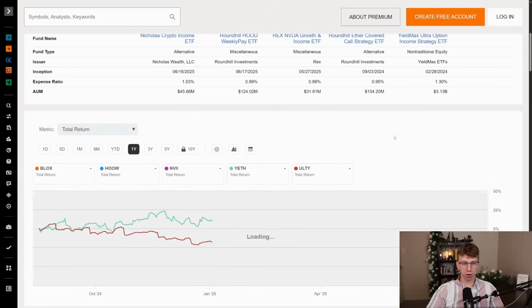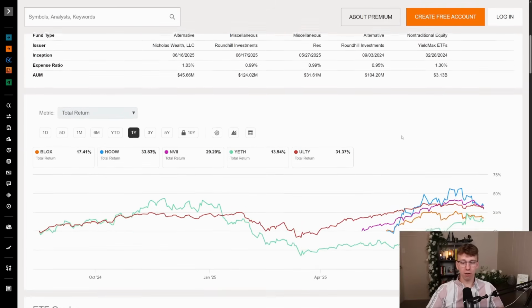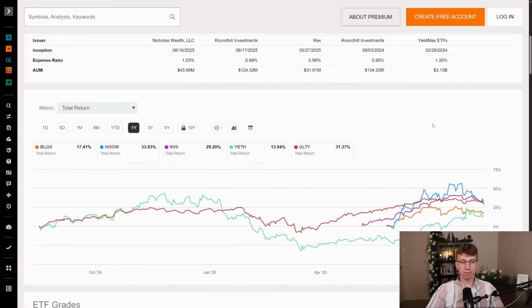So total return changes everything though. Out of all of these, it's impressive. So we see Blocks is up 17.41%, including the dividends. HOOW is up 33.83%, including the dividends. NVII 29.2%, including the dividends. All of these are including the dividends. YETH up 14% and ULTY up 31.37%, which is pretty amazing.